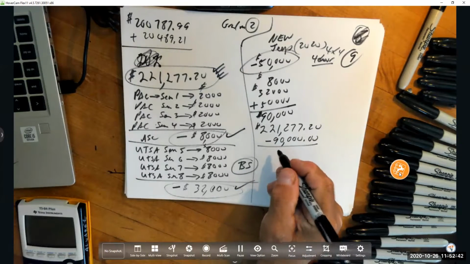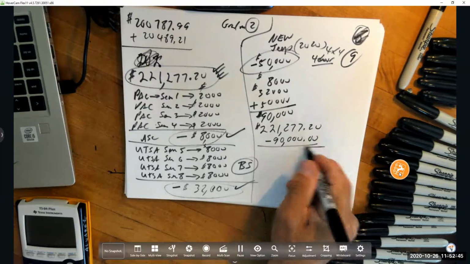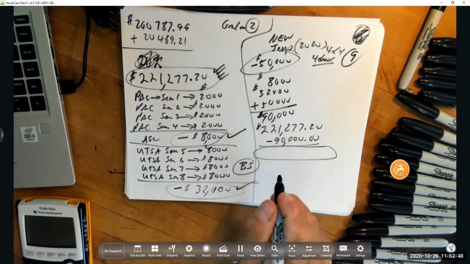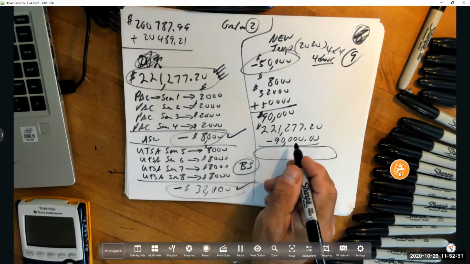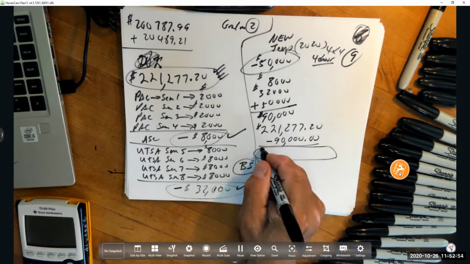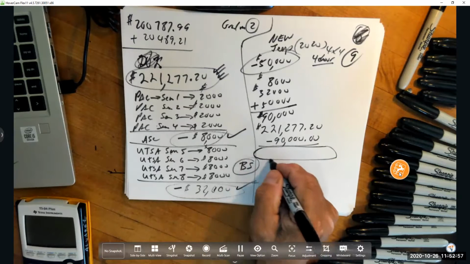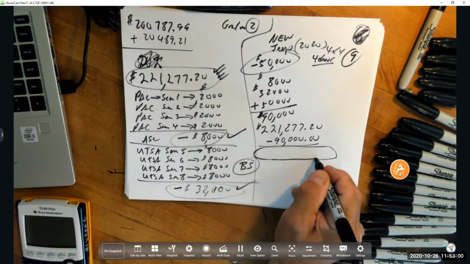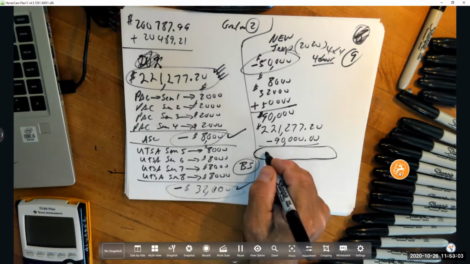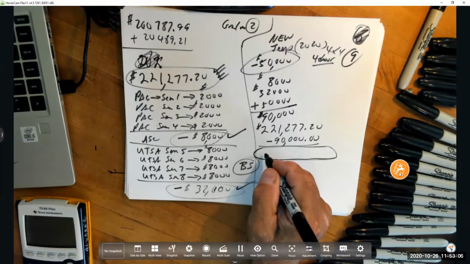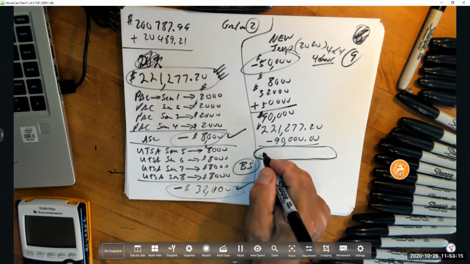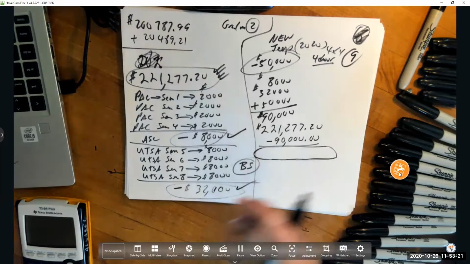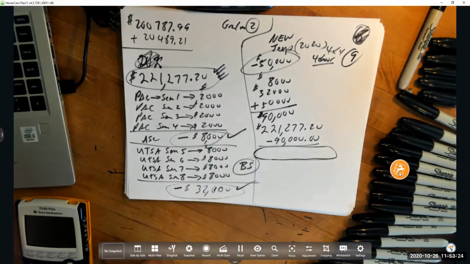So right now, how much is left over in your checking? How much do you still have in your account? Give me this number here. Subtract the numbers. 221,277, take away 90,000. What do y'all get? What's 221,277, take away 90,000? How much is left?